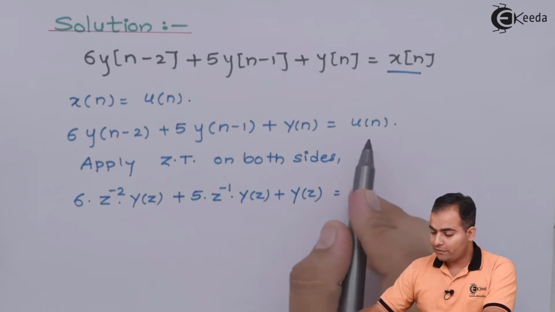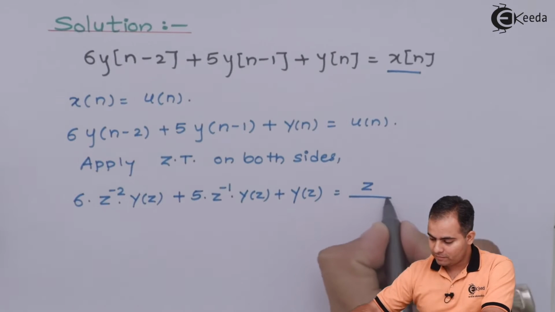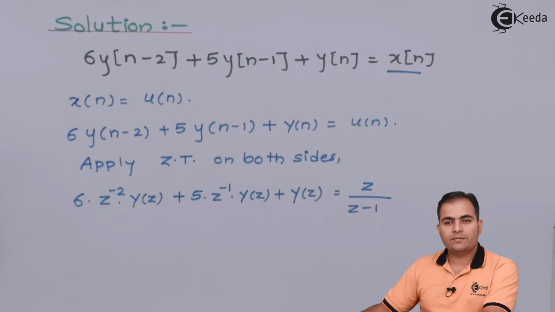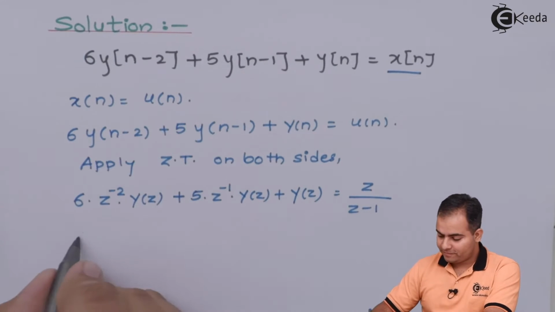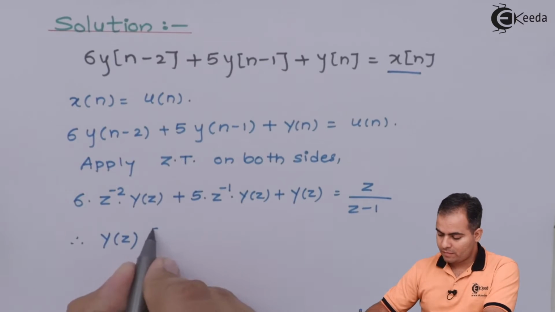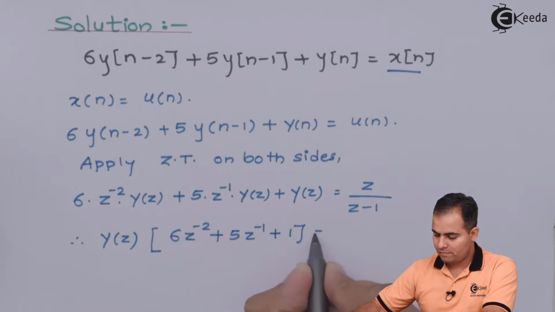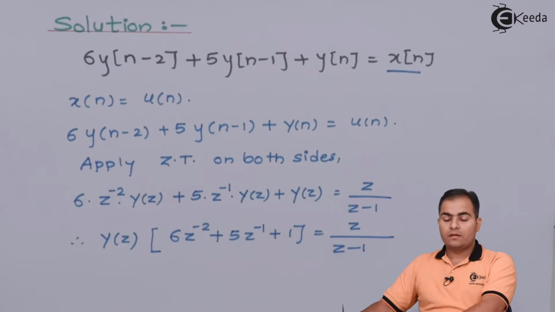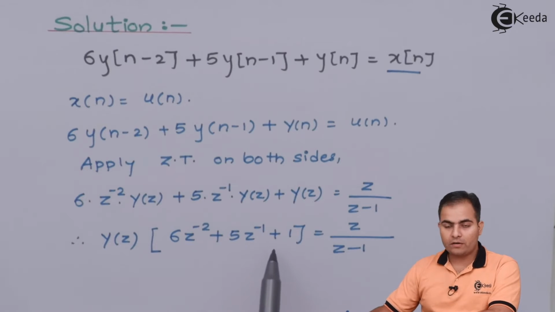Now look at the right hand side, what we have: u(n). So the Z transform of u(n) is nothing but z upon z minus 1. Now we will take Y(z) common from the left hand side. Now basically what we want, for the step response, is the inverse Z transform of Y(z), which means I'm going to shift this whole product term to the right hand side, so it will appear in the denominator of the right hand side part.